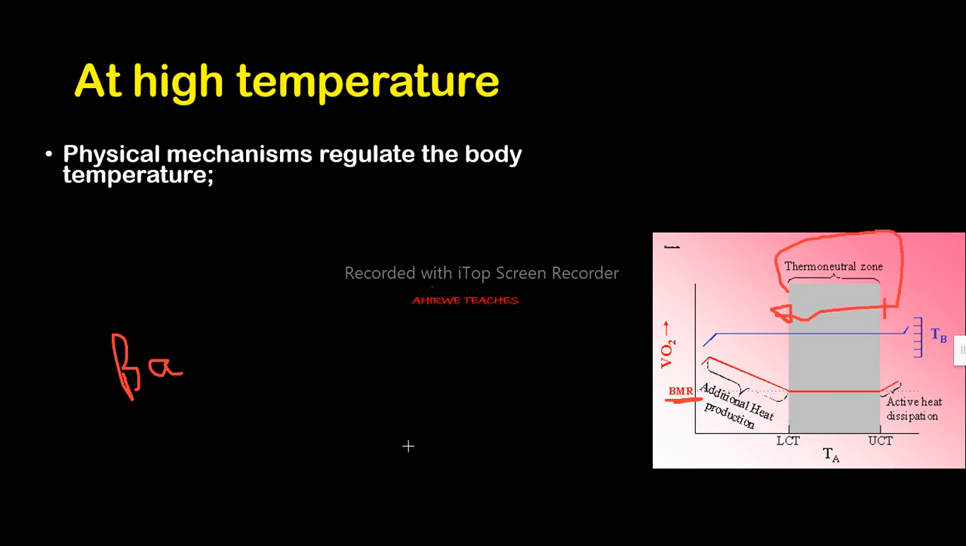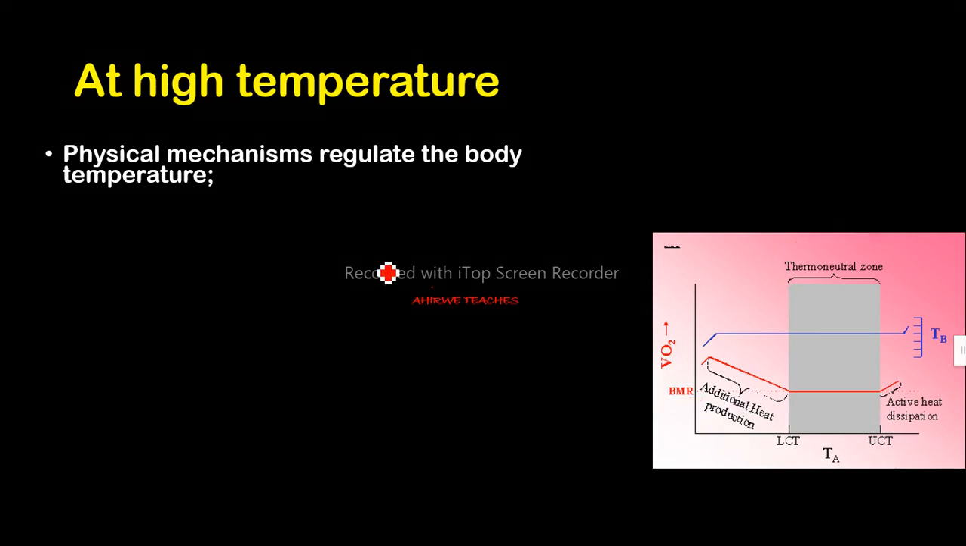Okay? So all is good, all is normal. But now when you keep increasing, you reach a given temperature where the physical barriers, did I say the insulation? Maybe here you are not insulating. But these physical means by which the body loses heat can no longer maintain the body temperature constant.